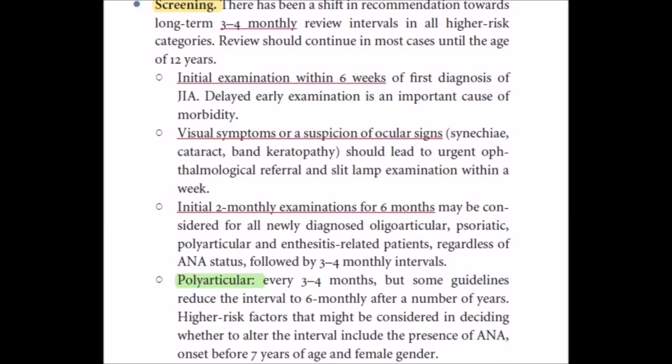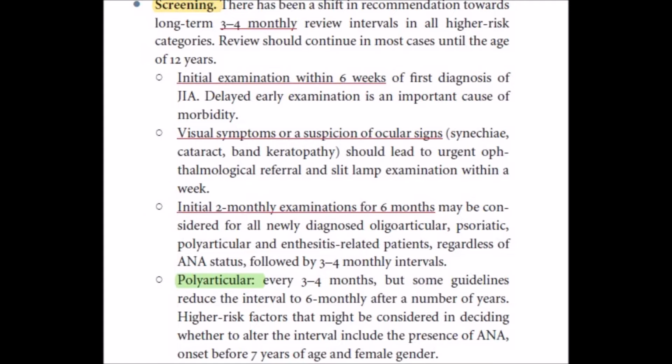Then is the screening. There has been a shift in recommendation towards long-term 3 to 4 monthly review intervals in all high-risk categories. Review should continue in most cases until the age of 12 years. Initial examination should be within 6 weeks of the first diagnosis of JIA. Delayed early examination is an important cause of morbidity.